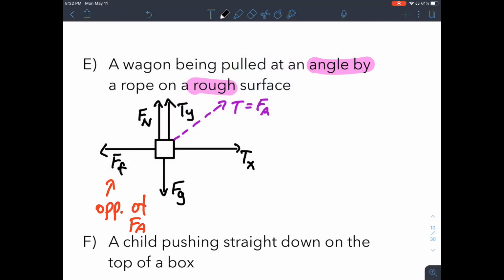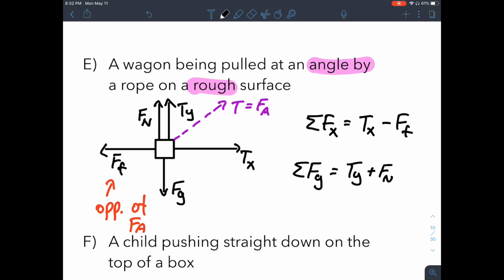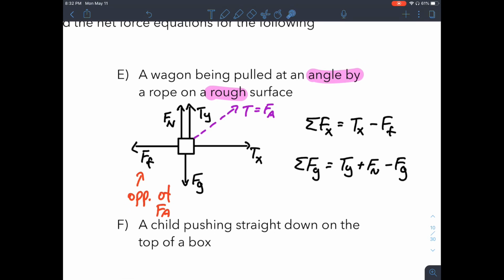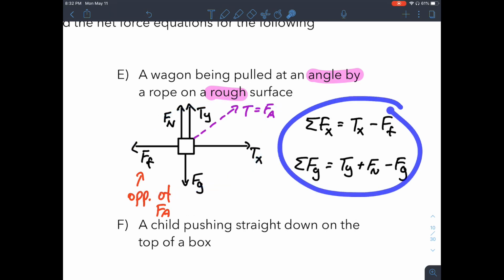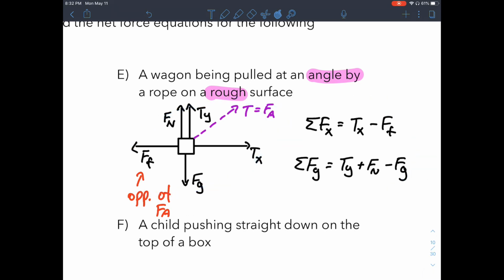So our sum of the force equations, the sum of the forces in the x direction, well, we're just going to get Tx minus the force of friction, assuming to the right and up is positive. So there we go, Tx minus the force of friction. And the sum of the forces in the y direction, a little bit fancier because now we have a Ty joining the normal force, both positive and fighting against the force of gravity. So we've got our free body diagram and then our net force equations, okay?